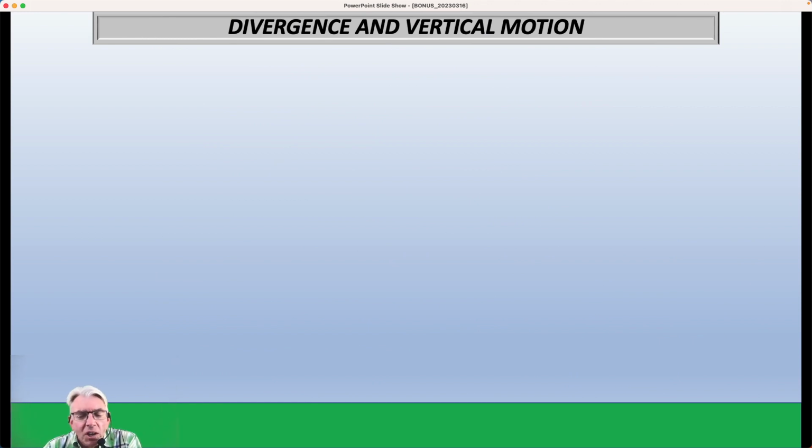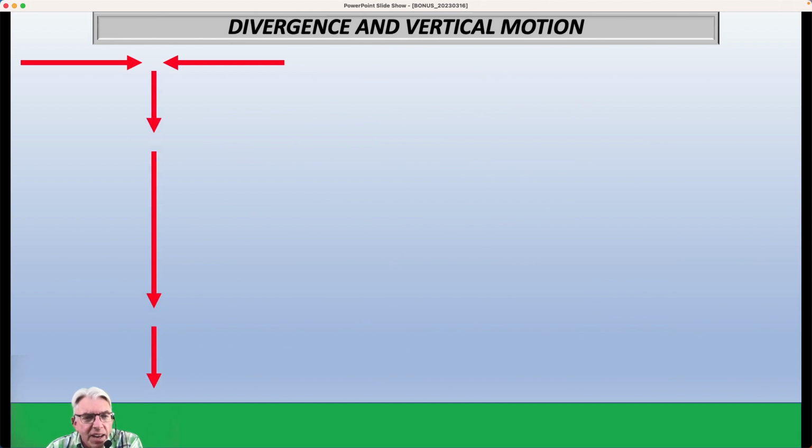So let's now talk about divergence and vertical motion. In this case, we have convergence in the high levels of the atmosphere.